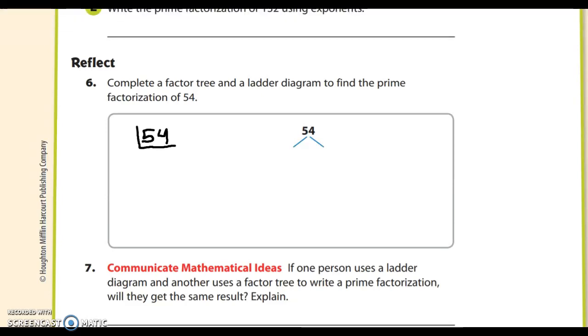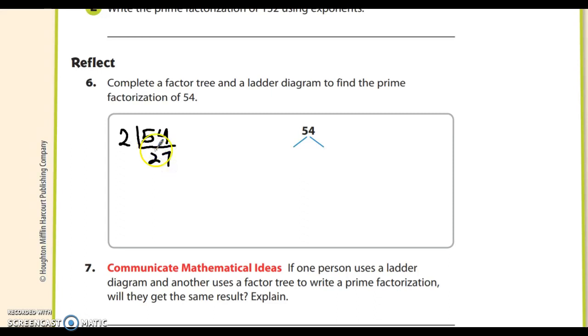I'll do the ladder diagram first since it's fresh in my mind, and then I'll do the factor tree, and we'll compare the prime factors. So what goes into 54? I always like to use 2 if I can. 54 is an even number. And 2 goes into 54. Well, it's going to be half of 54. That's going to be 27. So I put 27 here.